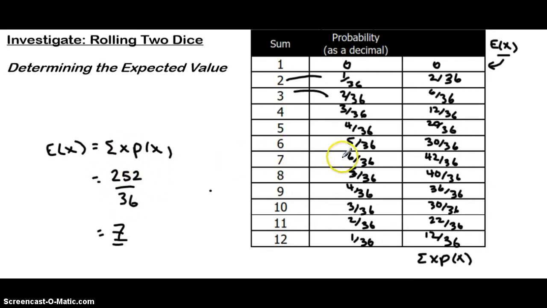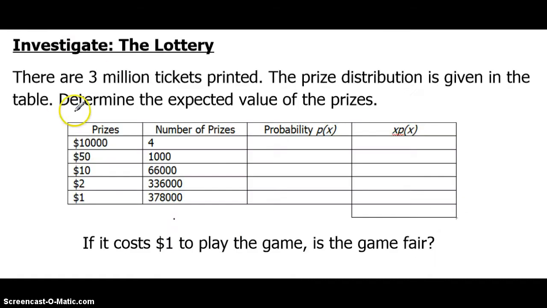So notice the 7 had a probability of 6/36, and if you look at its product, it's the greatest product. Okay, so that's why the average is being pulled toward it. It's actually a weighted average calculation, just like we did way back in September. Let's continue on. Let's try this example, the lottery. There are 3 million tickets printed. The prize distribution is given in the table. Determine the expected value of the prizes, and then we're going to figure out if the game is fair.